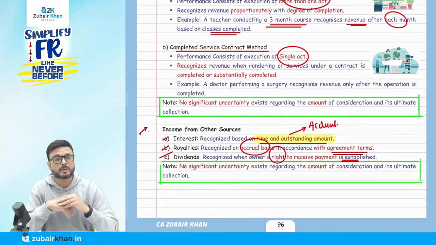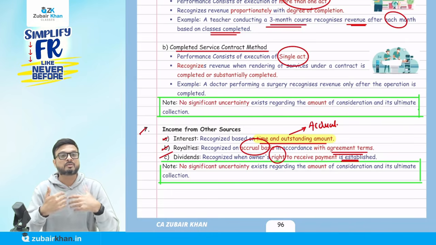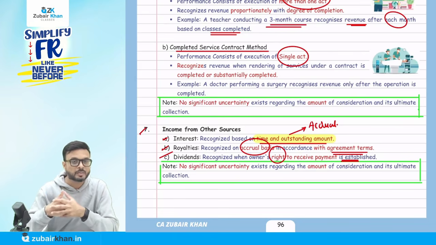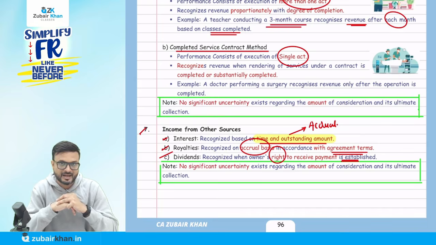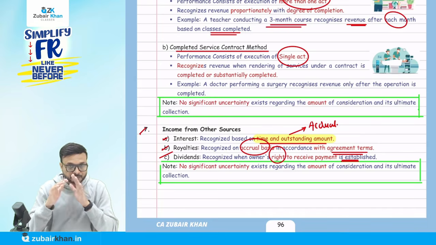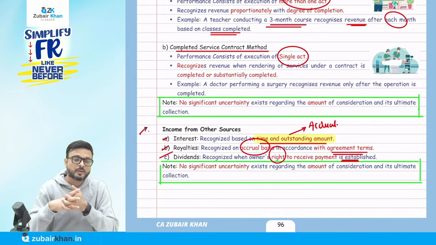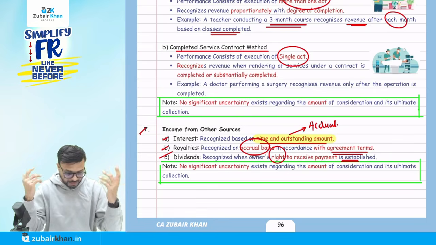Obviously, we have not received the amount till now. So you will call it a receivable account that will be debited, and dividend will be credited. Once you receive it, then cash and bank account will be debited and receivable will be credited. So interest on a time and outstanding basis, royalty on an accrual basis in accordance with the agreement terms, and dividend when the right to receive payment is established, basically once they declare the dividend.